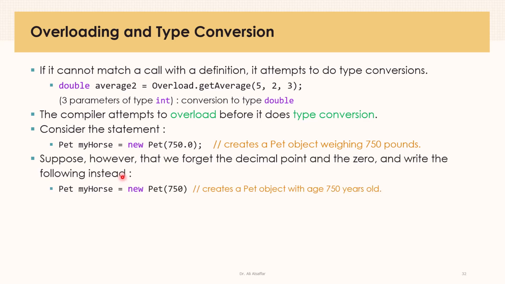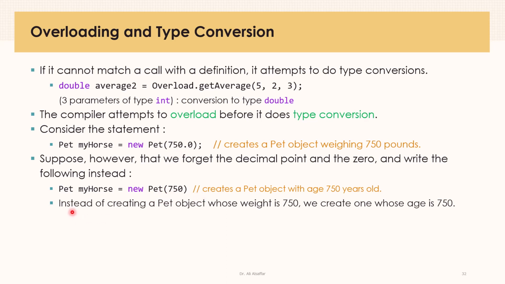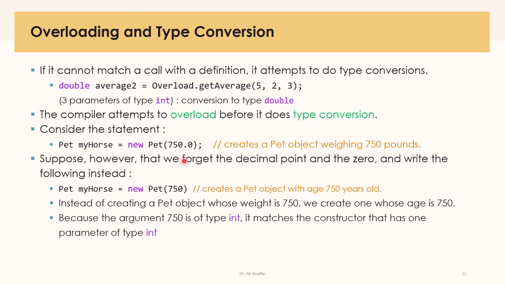Suppose by mistake, however, we forget the decimal point and the 0 in the input parameter. So instead of writing 750.0, we have written 750. Then what will happen? Instead of creating a pet object whose weight is 750, we create one whose age is 750. The reason is that the argument 750 is of type integer. Therefore, it matches the constructor that has one parameter of type integer, and this constructor was defined to create a pet where the input parameter is the age. And that doesn't make sense, that we have a pet whose age is 750.